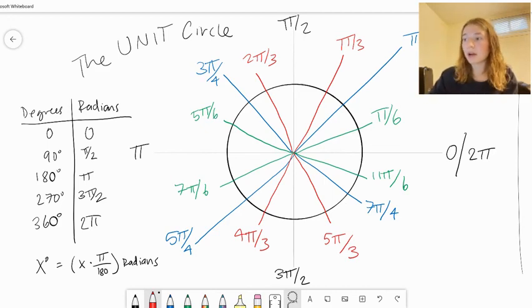So now that we've got our unit circle labeled, we're going to start talking about coordinates on the unit circle.